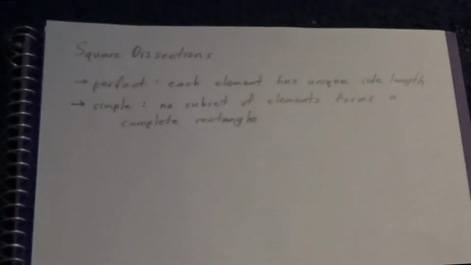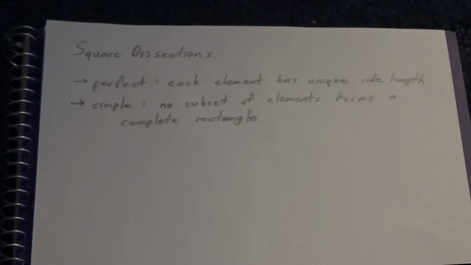So again, the whole idea of a square dissection of some kind of shape that we start with is that we're breaking up the original shape into component squares called elements.